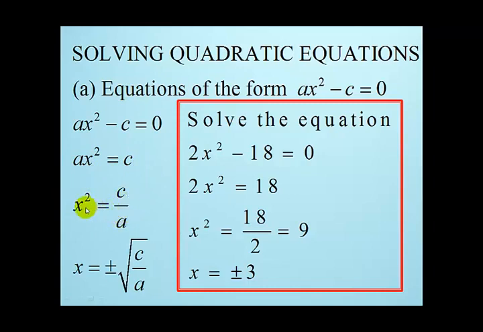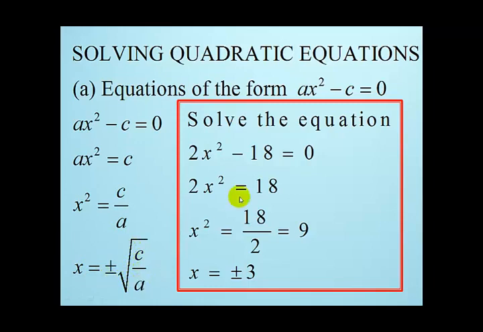Now because we are solving for x, we have to take the square root of both sides. When we take the square root of the left hand side, we are left with x. And when we take the square root of the right hand side, we have plus or minus the square root of c over a. That is, when you take the square root of anything, it is plus or minus the answer. So x equals plus or minus the square root of c over a.